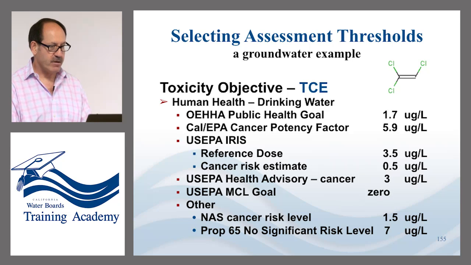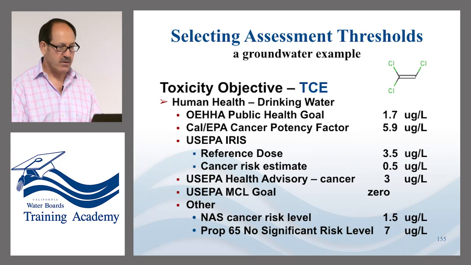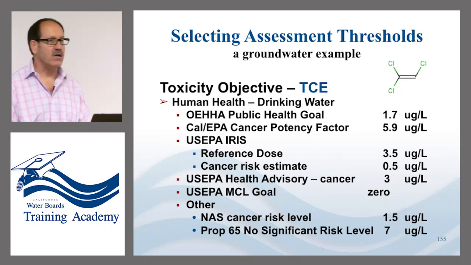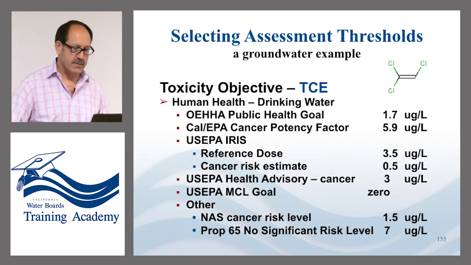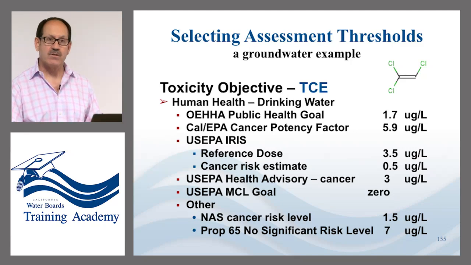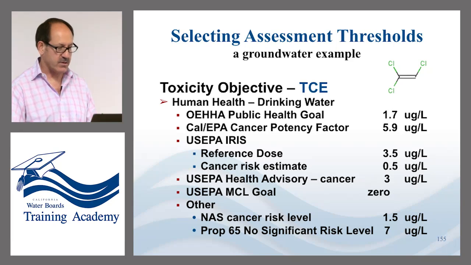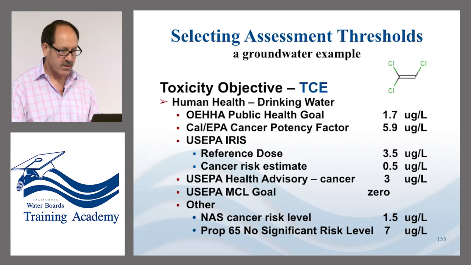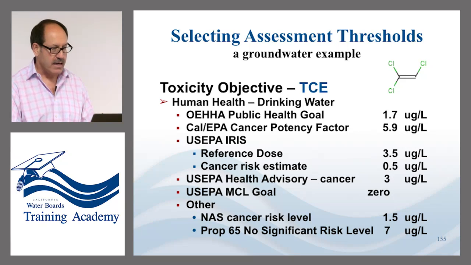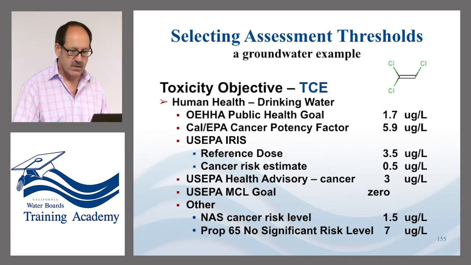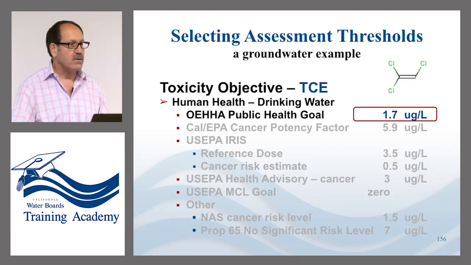Okay. We also have numbers in IRIS. The reference dose is for your threshold toxicity, then the cancer risk estimate. Notice EPA has a lower number than OEHHA does. There's a health advisory for cancer risk. There's an MCL goal of 0. MCL goals are always 0 for carcinogens from EPA, because any amount is theoretically linked to some risk of cancer, and that's the way they interpret their statute. And then we have an NAS value that's fairly old and a Prop 65 no significant risk level that is fairly high. So of these values running through the algorithm, we've got a public health goal.